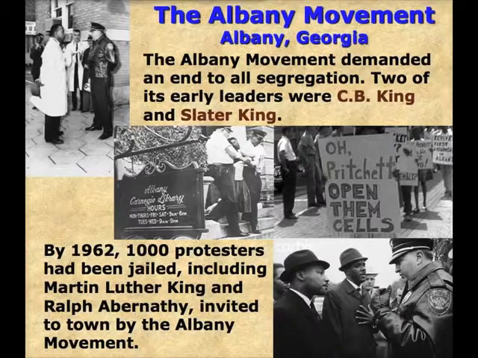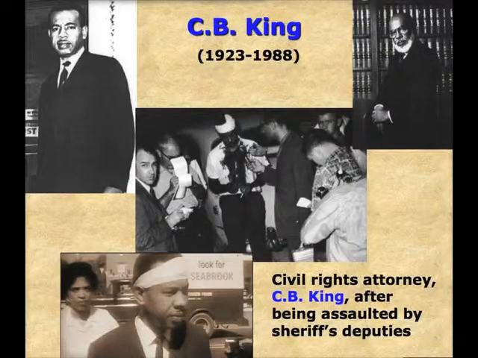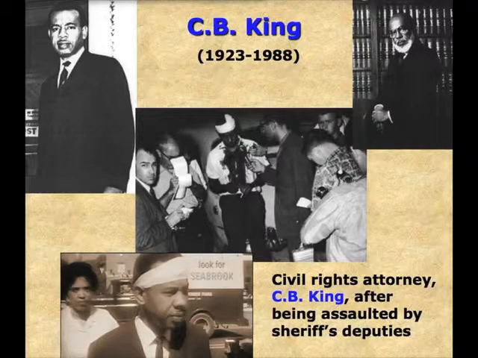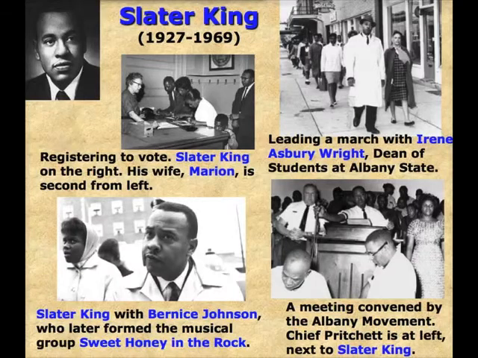When Martin Luther King and Ralph Abernathy were invited to town by the Albany movement, they were tossed in jail as well. The attorney to whom most of the jailed protesters turned was C.B. King. He was one of only 3 African American lawyers in the entire state at the time, and the only one practicing law in southwest Georgia. When Albany's jails overflowed, hundreds of protesters were sent to jails in the surrounding counties, where rural deputies were more likely to abuse black inmates. C.B. himself was assaulted when visiting one of his clients.